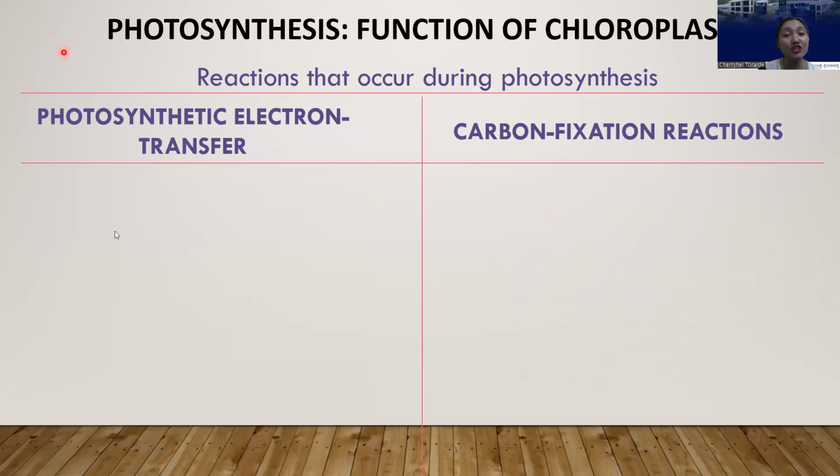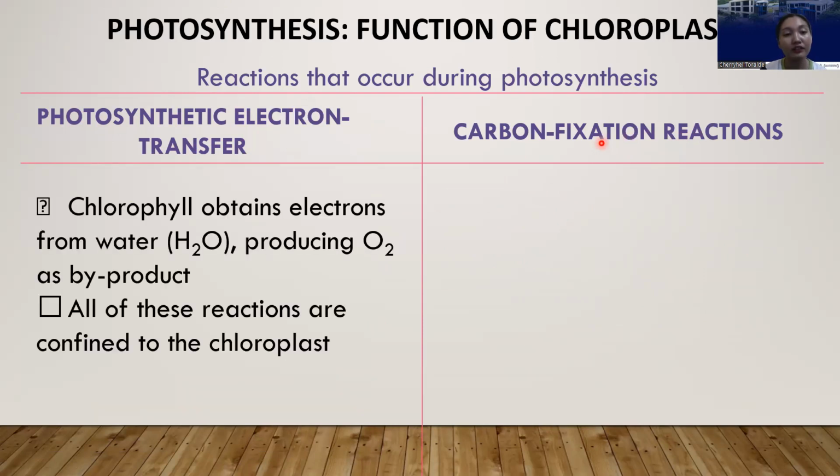Of course, the function of the chloroplast is photosynthesis. But there are two reactions that are happening in photosynthesis. So first is the photosynthetic electron transfer or the light reactions. It needs sunlight for it to occur. And the carbon fixation reactions or the dark reactions in which hindi masyadong need ang sunlight.